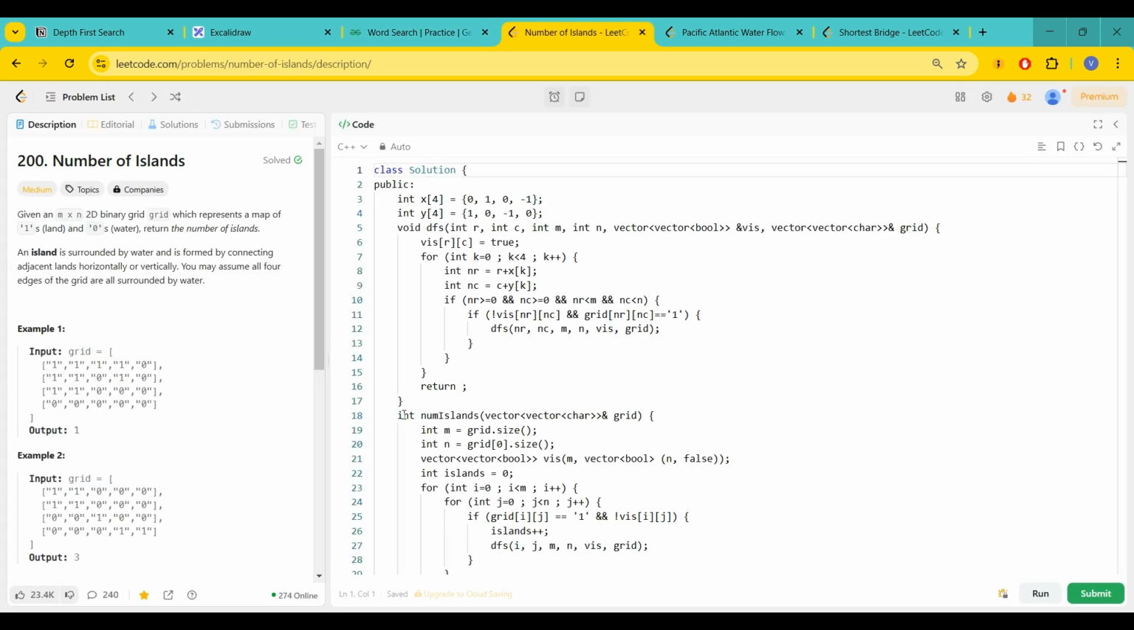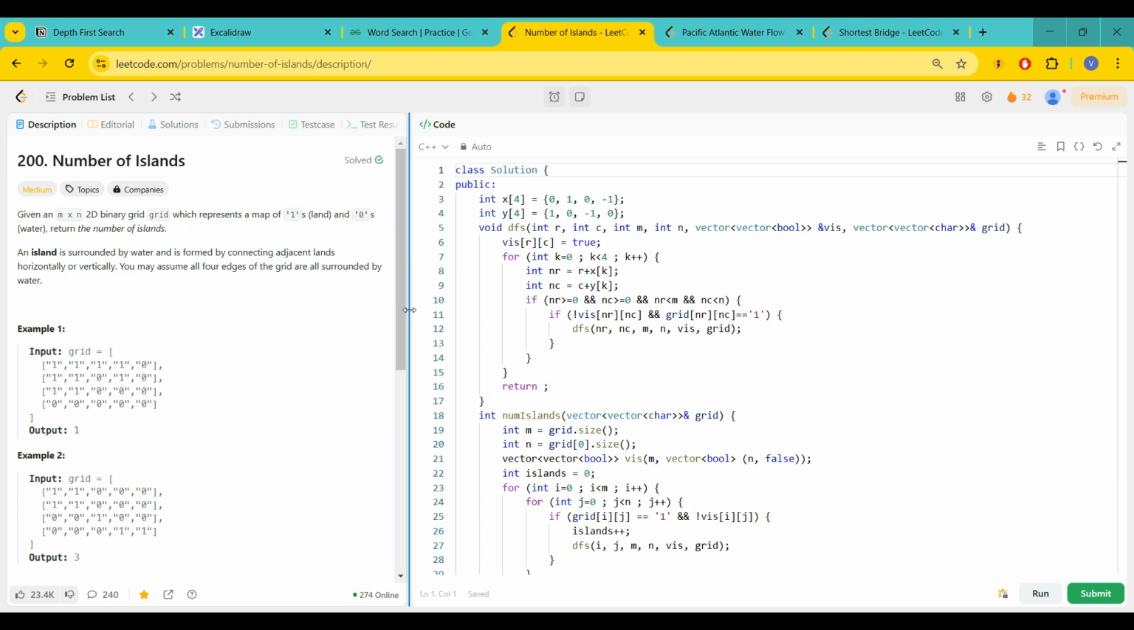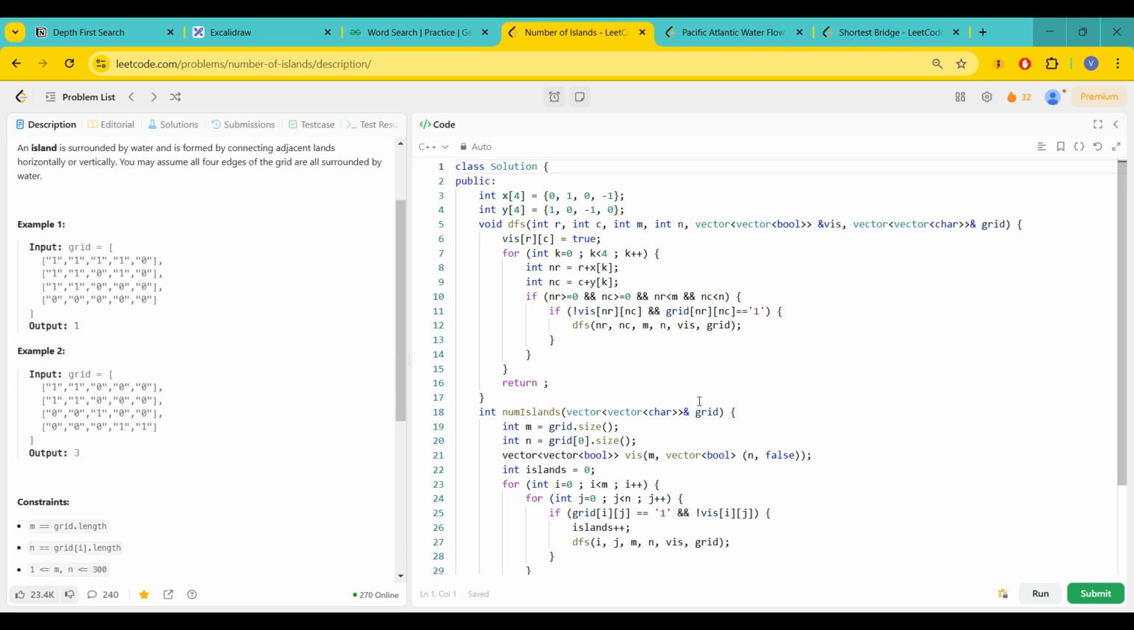Moving on to the second question which I solved today. This is number of islands. This is a very famous question. It can be solved using both BFS and DFS. Today my criteria was DFS, so I solved it using DFS. Here we need to find the number of islands. Islands are basically all the ones that, when connected together, form an island. That's the whole gist of the question.